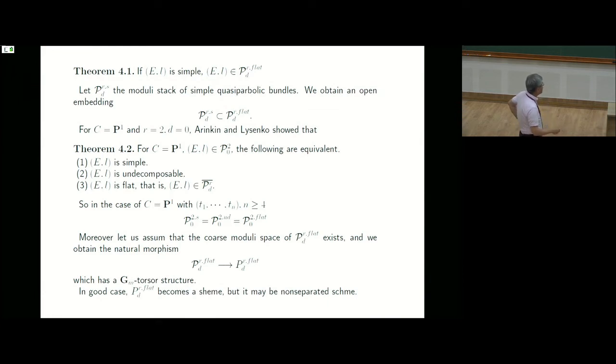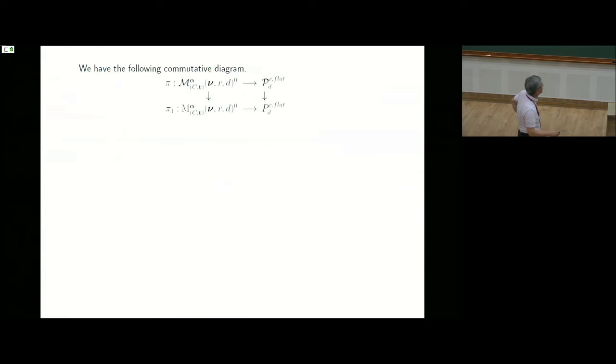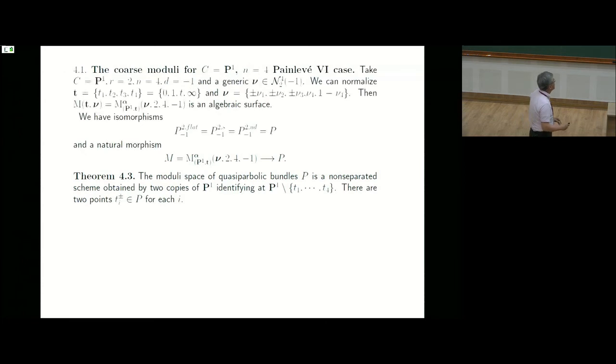And then you have nice coarse moduli spaces, and this has a G_m-torsor structure. In this case, this is a one-dimensional algebraic scheme. This is the moduli space of the parabolic bundles with the flat structure. And then this becomes a scheme, but it may be a non-separated scheme. Okay, and we have a commutative diagram like this. Please forget this part. And I will explain the former case, the coarse moduli for C equal P1, n equal 4, in the rank 2 case.